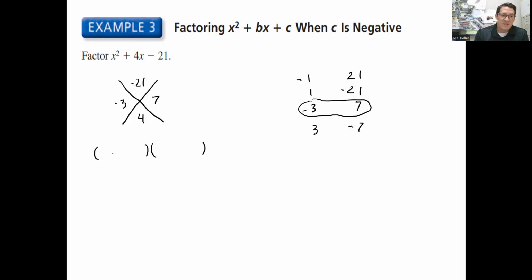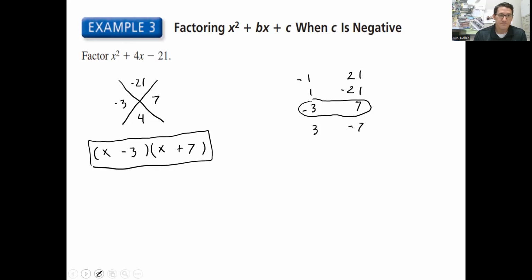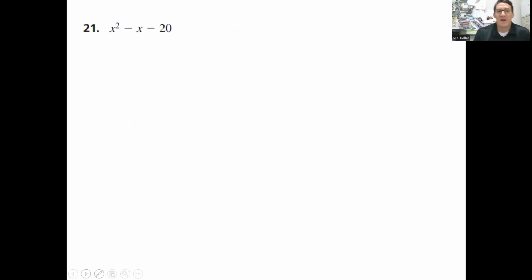So I set my parentheses, each one gets an X. This one is going to be -3. This one will be +7 since it's positive. Your factors can be switched around. It could be X plus 7 and X minus 3. Doesn't matter. But there, that's what we have. Again, if we were to multiply this out, we would get this example up top. Right? One more example where they're both negative.